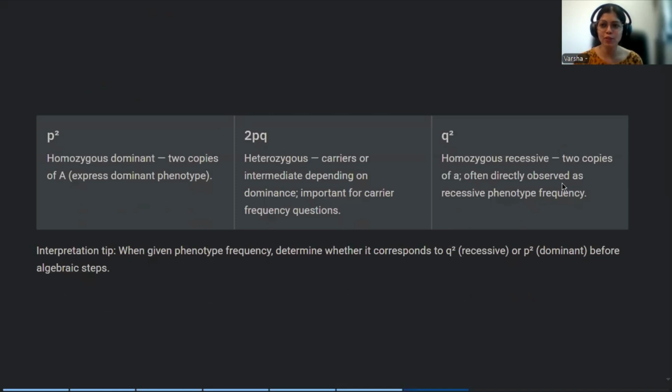Homozygous dominant means two copies of the dominant allele. Heterozygous, which means intermediate, has one dominant allele and one recessive allele, and when the recessive allele is present, we call them carriers. Why carriers? Because the disease or the recessiveness is present in them, but it will not be visible. It will be masked due to the dominant allele present in the heterozygous. And lastly, Q square will be two copies of the recessive allele.